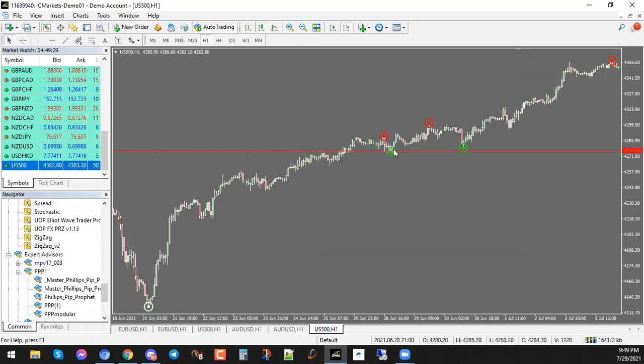So we could just simply wait for the green candle. Once we get this green confirmation, we jump in. Wait for the next red bar. When we get the next red bar, we're out.